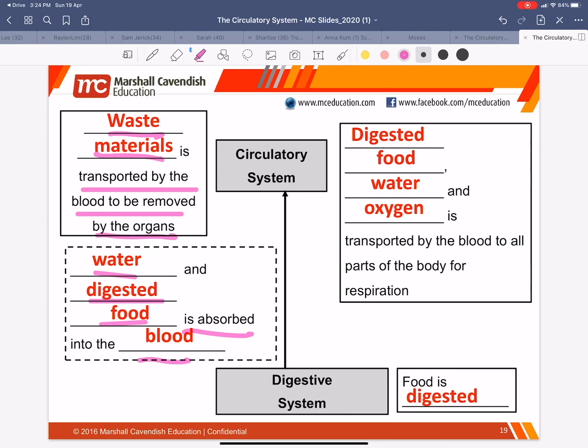However, water is an essential product that is needed by the body, just so that you understand. Okay? Now, digested food, water and oxygen is transported by the blood to all parts of the body for respiration. Alright, and your digestive system is where food is digested. Okay, so as you can see, these three systems, they are really interlinked.